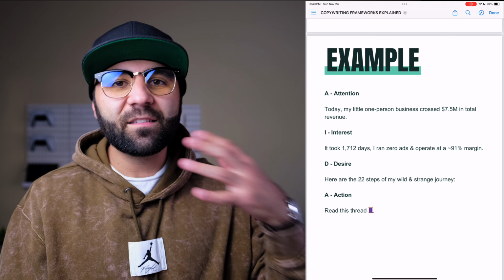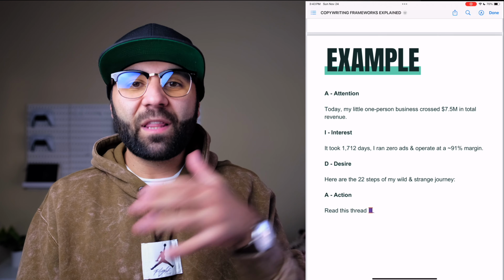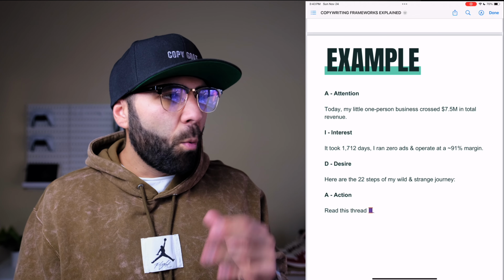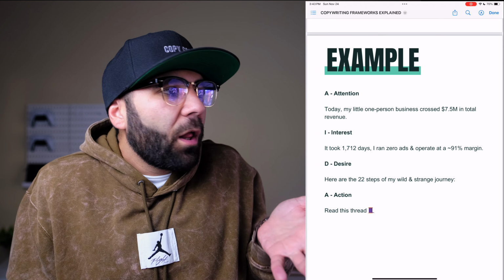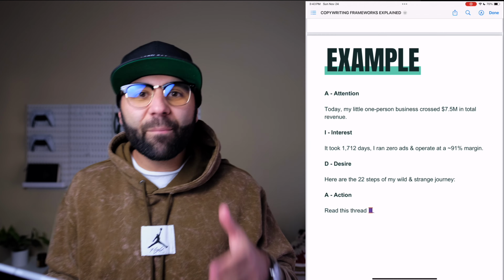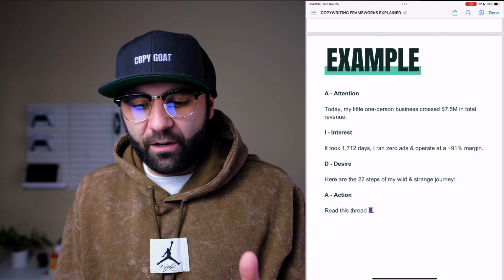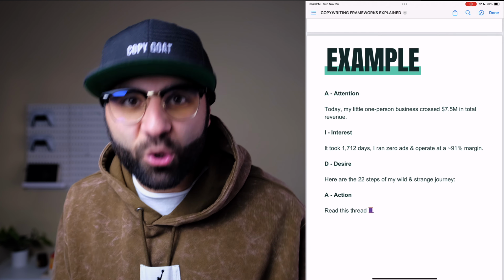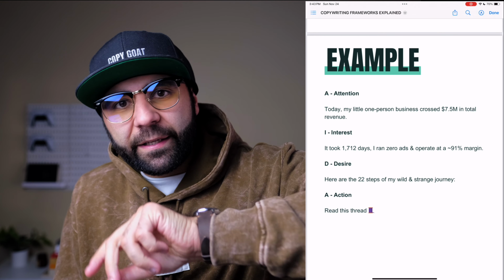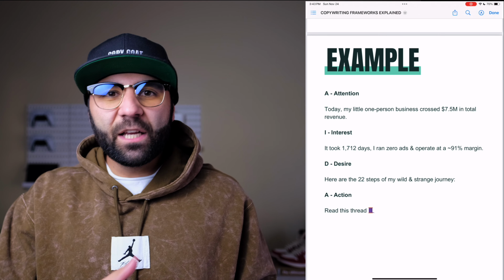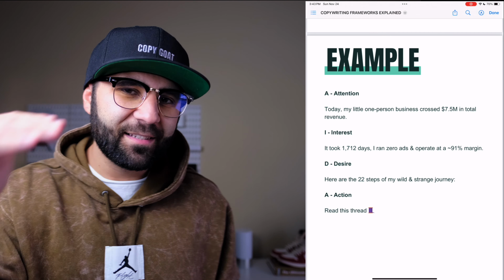And then you create the desire. He creates the desire for them to keep reading. Here are the 22 steps of my wild and strange journey. Well, at that point, that's all I want to do, is know those 22 steps. And of course, the action: read this thread. So very simple. You literally have to put that in there, as if it wasn't enough to have everything. You literally have to say, read this thread, and people will tap and scroll and read. That's how simple it is. So that's AIDA. Okay, super simple: attention, interest, desire, action.